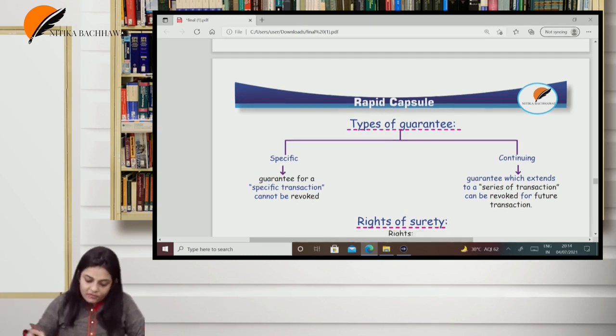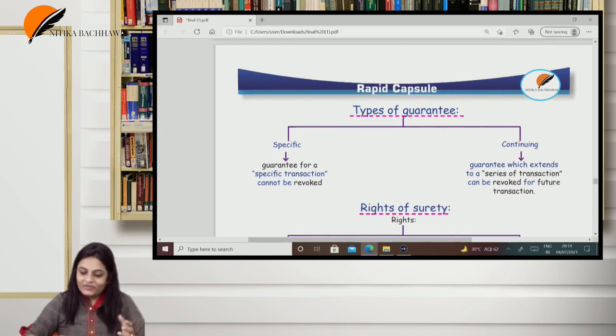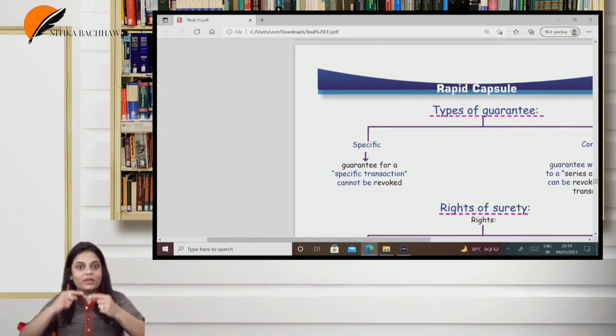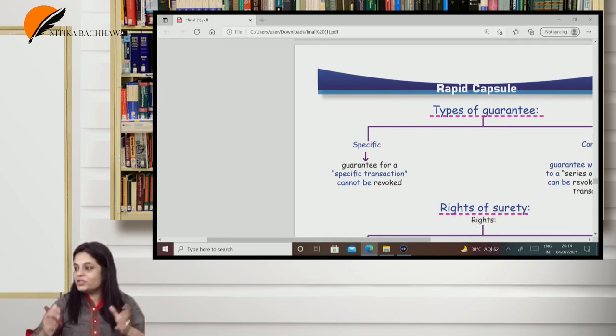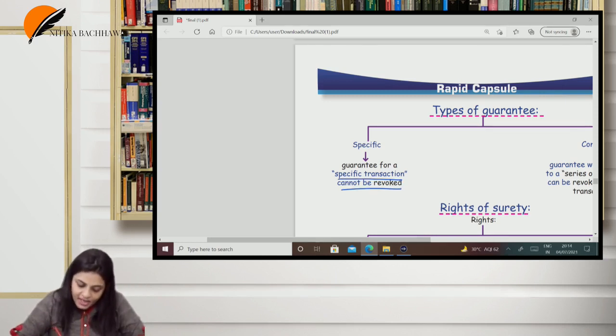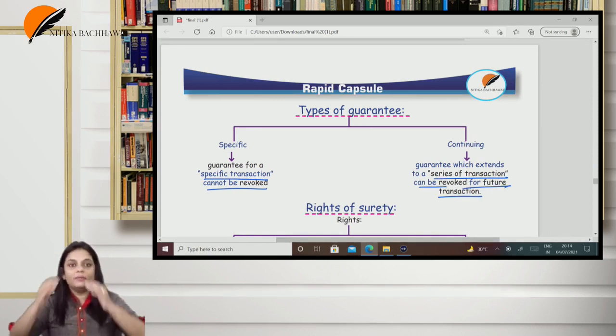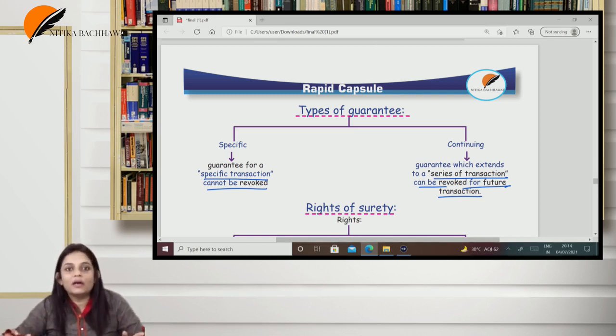So what is a specific guarantee? It is for a particular transaction. Saying a specific guarantee for a specific transaction is like a cycle, so rather I would say for a particular transaction, right? A guarantee for a particular transaction cannot be revoked, and a guarantee that moves over a series of transactions can be revoked for future transactions, right? Revocation can be done, but with respect to future transactions. I hope it's clear to everyone.